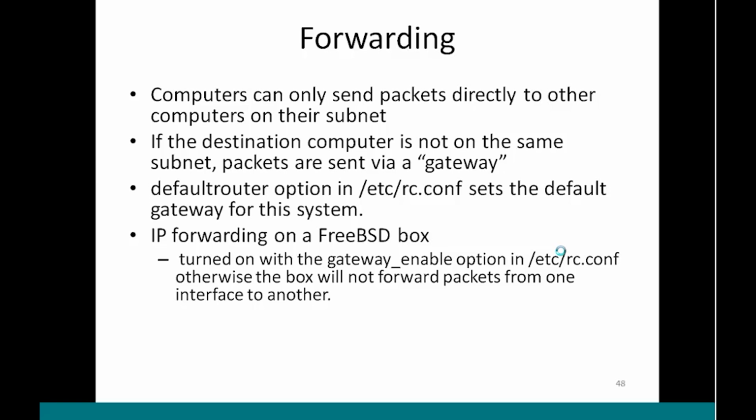And then the default router option in /etc/rc.conf sets the default gateway for the system. So this is one thing that you can find out. You can do a less on this file to see where your default gateway is and what machine is the default gateway. And IP forwarding on a FreeBSD box is turned on with the gateway enable option in /etc/rc.conf. Otherwise, the box will not forward the packets from one interface to another.